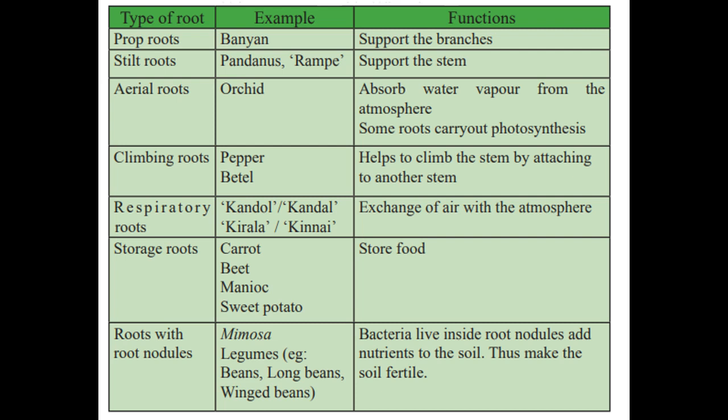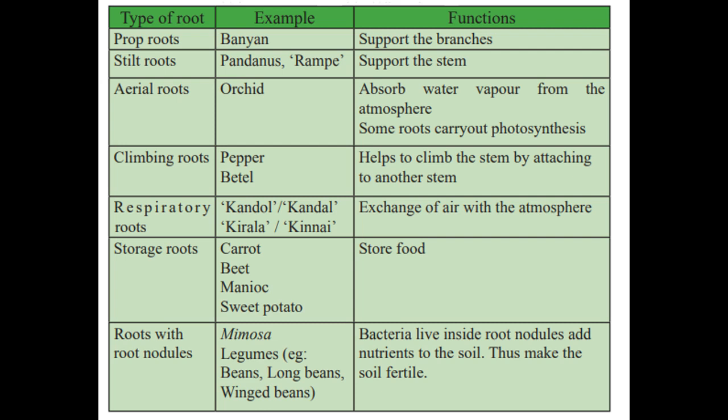And the next one, absorb water vapor from the atmosphere. Water vapor from the atmosphere, and some aerial roots carry out photosynthesis, the green color one. So what is the type of root? Yes, aerial roots. Example, we discussed that orchid is an example.